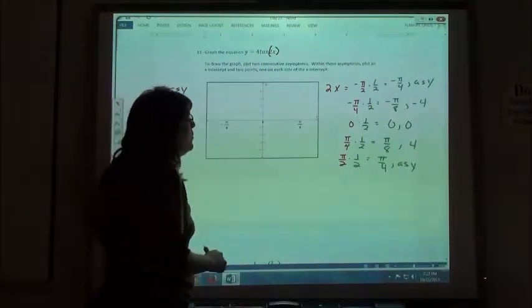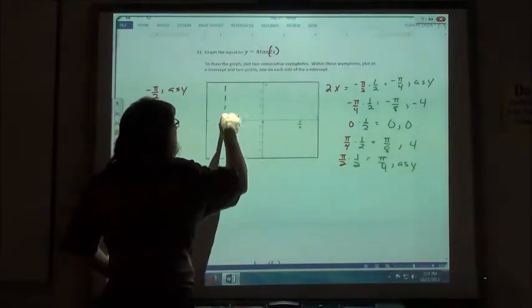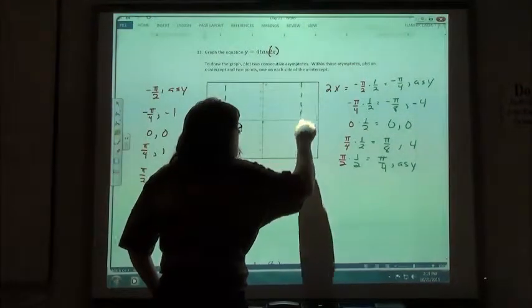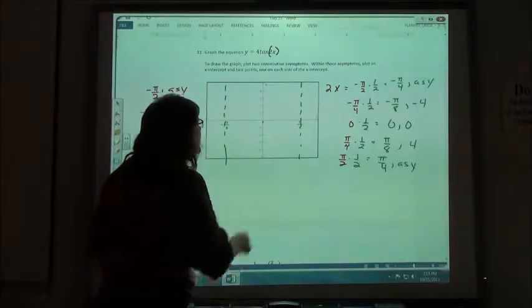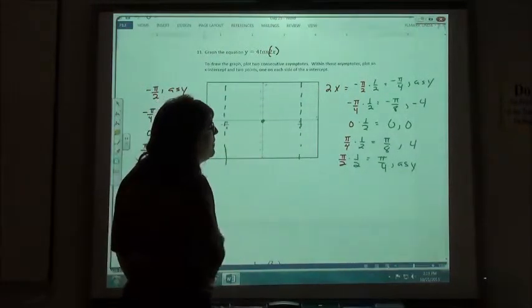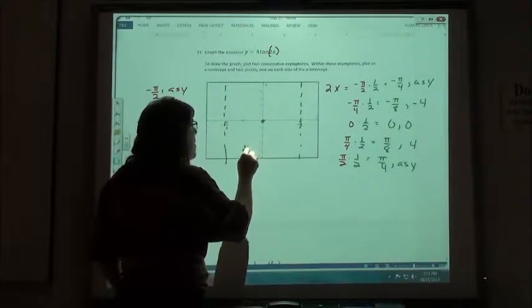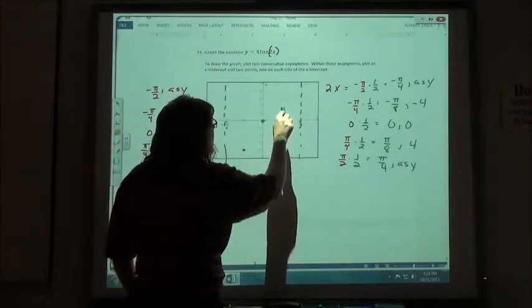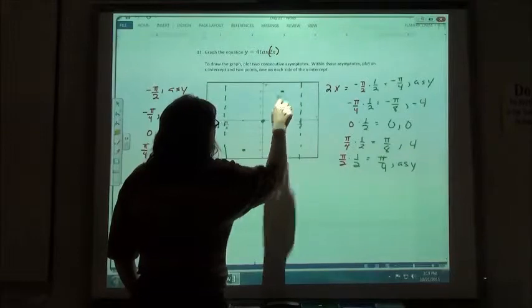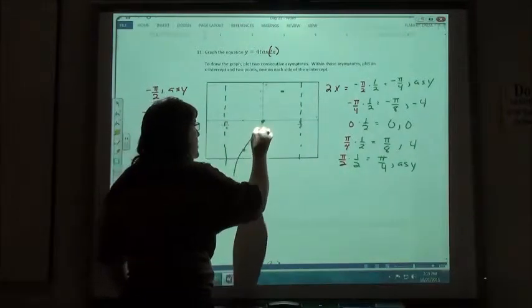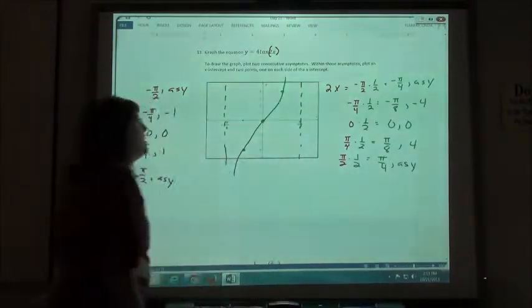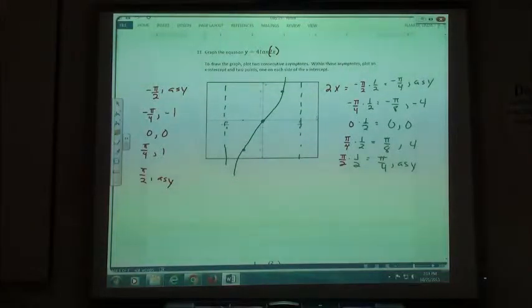So asymptotes at negative pi over 4, positive pi over 4. They had those marked good for us. 0, 0 in the middle. At negative pi over 8, I'm down at negative 4. At positive pi over 8, I'm up at positive 4. And so my tangent graph this time looks something sort of like that.